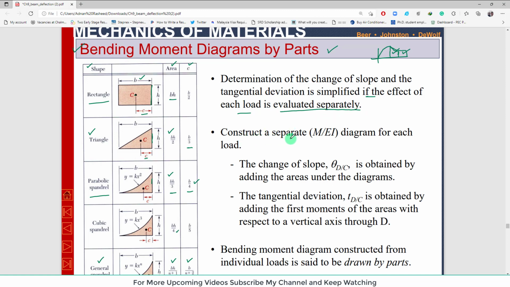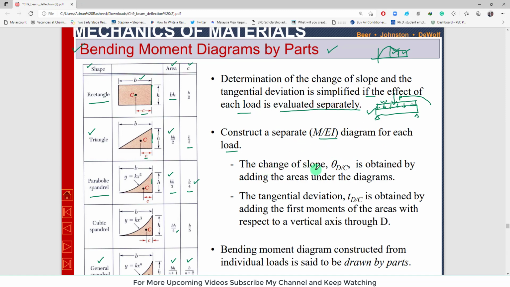So construct a separate M over EI diagram for each load. For example, if we have a beam like this, where a uniformly distributed load is given, as well as a point load, clear? You can calculate the M over EI diagram separately for the uniformly distributed load, and for the concentrated load you can determine the M over EI diagram for this concentrated load P.